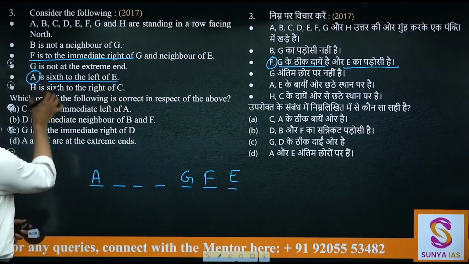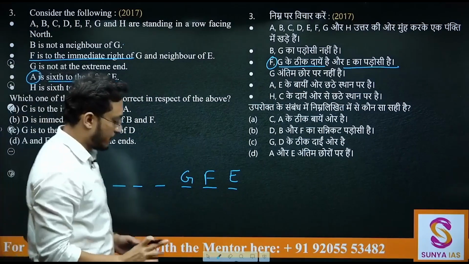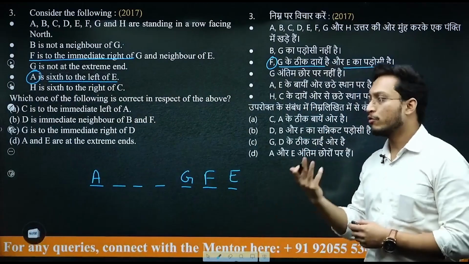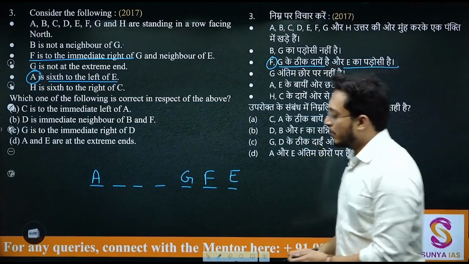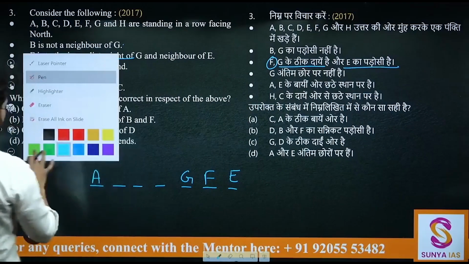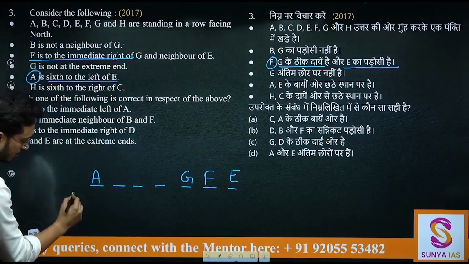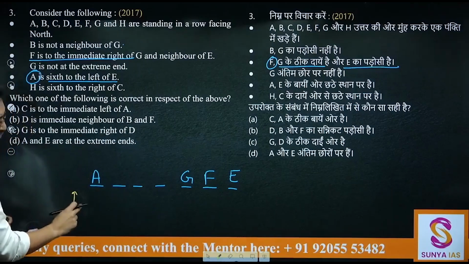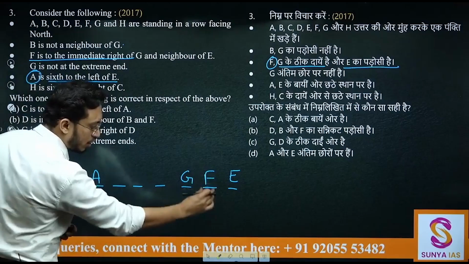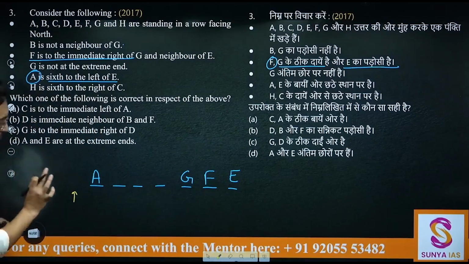Next, H is 6th to the right of C. Now see where you have 6th position to the right of C here. Now either C will sit somewhere here. If C is sitting here, let's say if C is here, so 6th position to the right would be 1st, 2nd, 3rd, 4th, 5th, 6th. That means this is already occupied. C cannot be here. Alternate option.